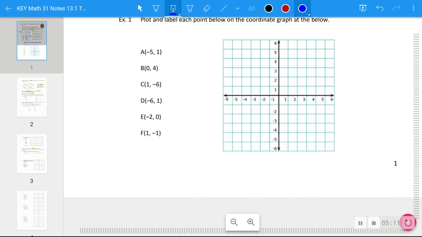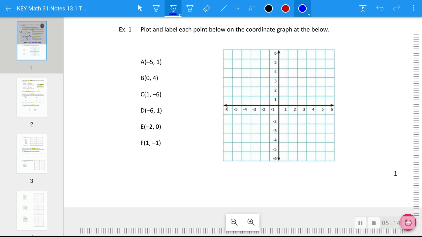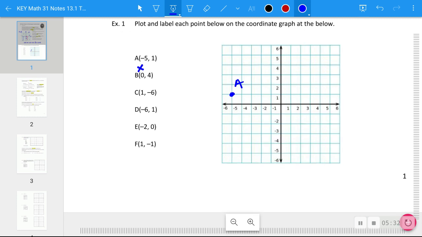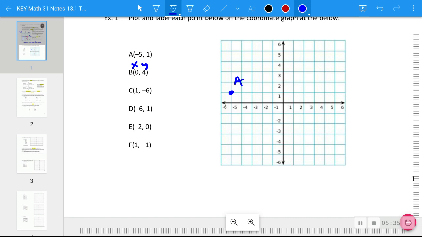Okay, now in this next exercise, we're just going the other direction. They give us the coordinates, and we have to locate the points. So point A is 5 to the left and 1 up. So let me locate point A. There's point A. Point B has an x-coordinate that's 0 and a y-coordinate that's 4. And that means you don't go anywhere left and right, but you do go up 4. So there's point B.